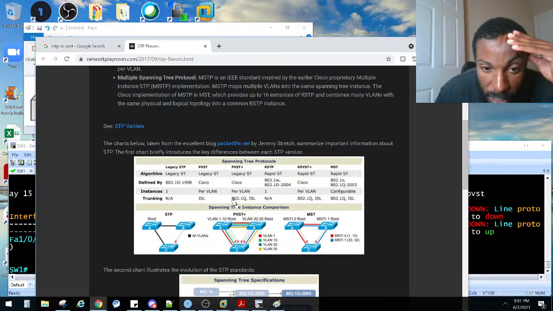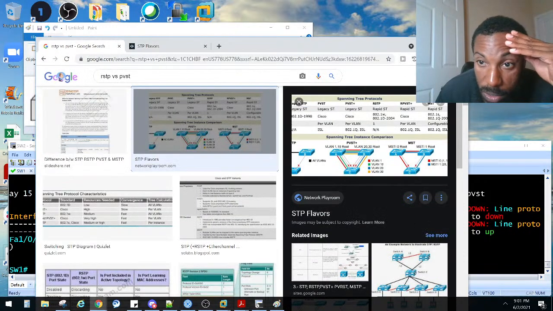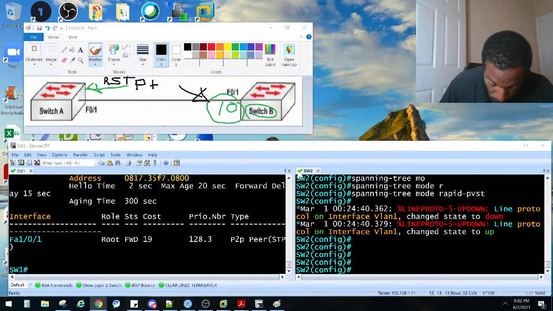PVST. So the one we were running in this, that's the one that's running. PVST. They wanted us to run this, which they're both pretty much Cisco proprietary, per VLAN. 802.1q, ISL. Either way, we'll do this research some other time. I think that was all the lab called for, right? Set both switches as RSTP, configure the VLANs, and set them as a trunk.